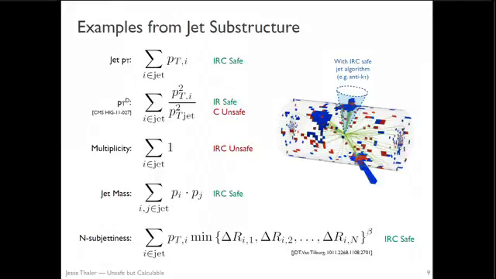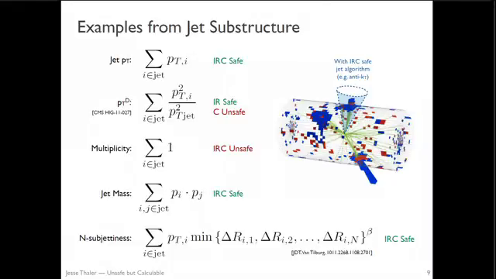Then there are various questions you can ask about the jet. You could ask about the jet's total transverse momentum, summing over the individual PTs of the constituents, and that's a safe thing to do. Why? If I add an infinitesimally soft particle, that doesn't change the sum, or if I take a particle and split it into two, that doesn't change that sum.